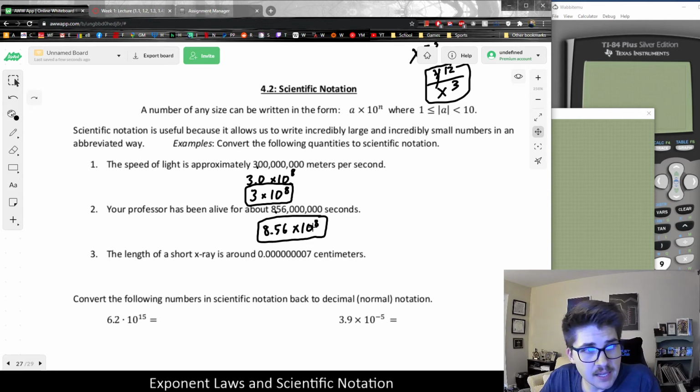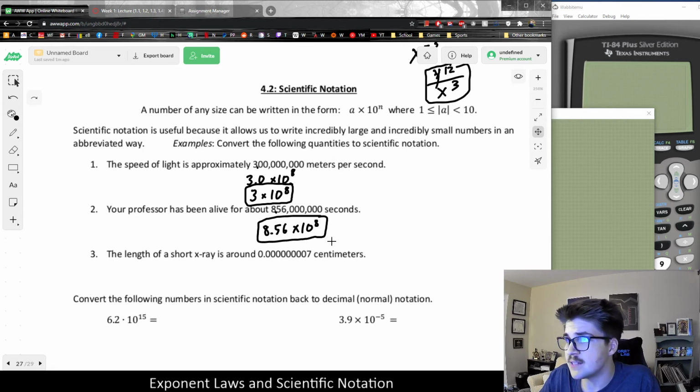In the last example, it says the length of a short X-ray is around 0.000000007 centimeters. And if you think about a centimeter, that's a 100th of a meter, which is pretty small to begin with. I don't have a ruler on me, but if you think about an X-ray and how long that wavelength is, it makes a centimeter look big because it's a very, very small fraction of a centimeter. So short we couldn't even see it. And obviously, if it's a wave, you might not be able to see it to begin with.